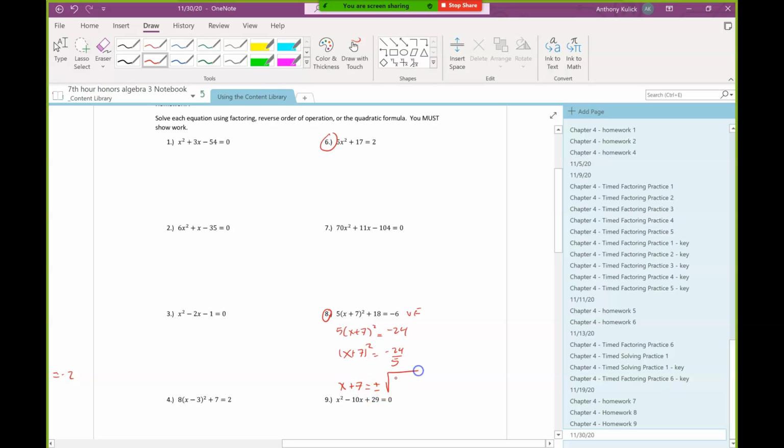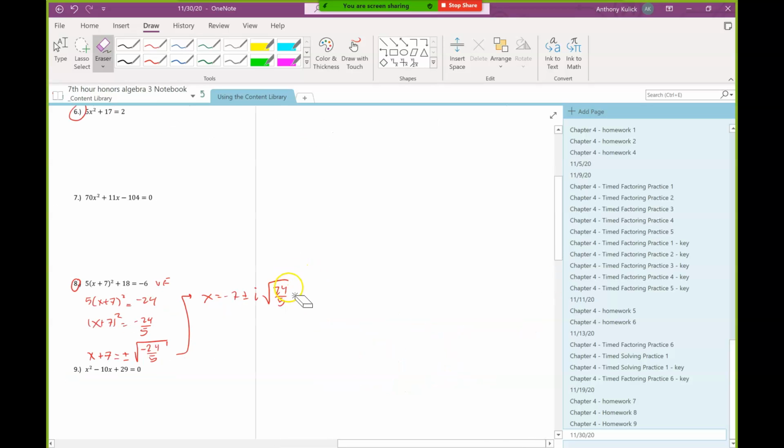So when we square root both sides, we get a plus or minus. And then we subtract the 7 from both sides. And as long as we're at it here, since I'm square rooting a negative, I know that creates an i. And there's a final answer. It's not the best version of our final answer because we should be able to simplify this radical a little bit.